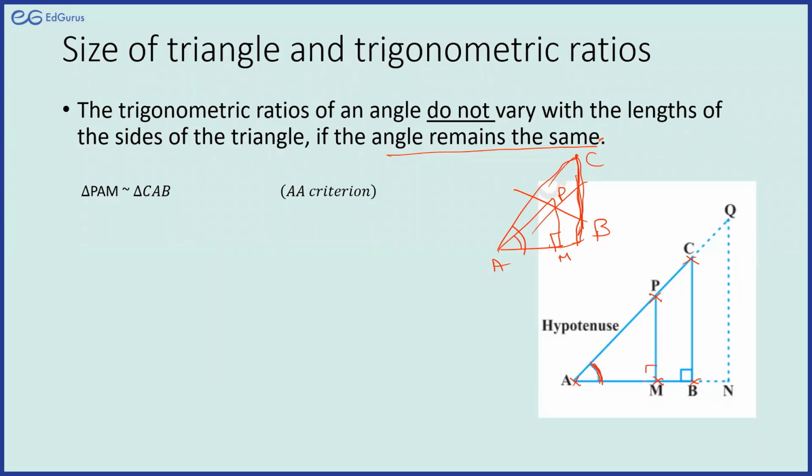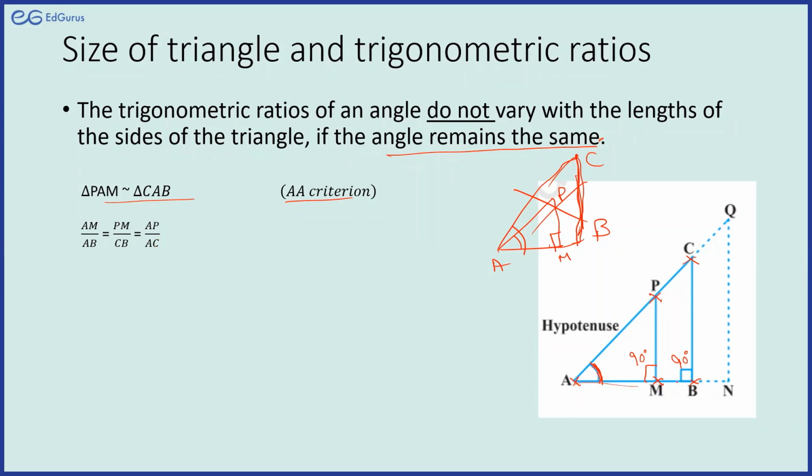So angle M will be equal to angle B. Very good. So these both are 90 degrees. A is common. So using our AA criterion, we can say PAM is similar to CAB, right? And if they are similar, you studied a theorem. If two triangles are similar, the ratios of their sides are equal.